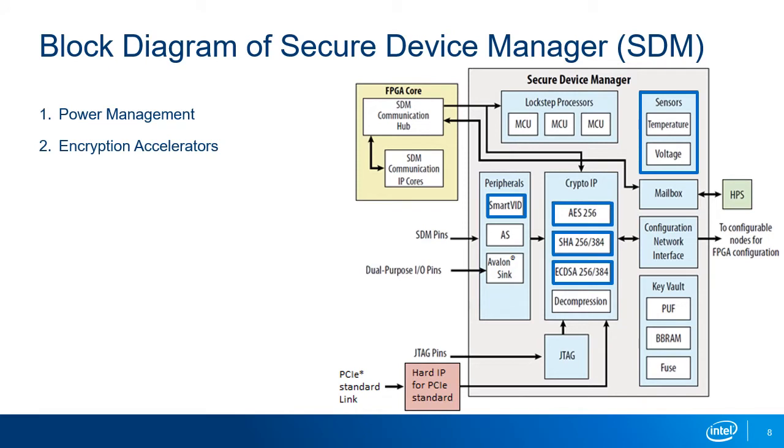The AES, SHA, and other crypto accelerator blocks are used for secure configuration and boot. These hard crypto IP blocks are available to the user after the FPGA enters user mode. This feature will be enabled in a future version of Intel Quartus software.